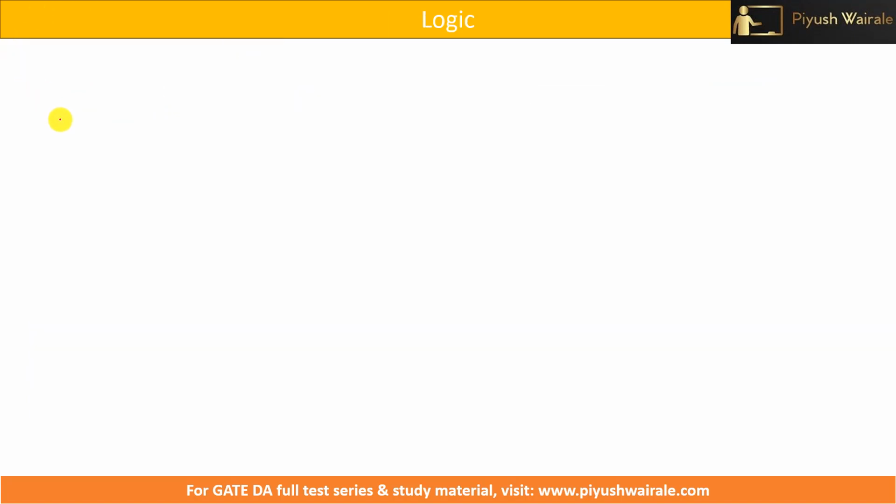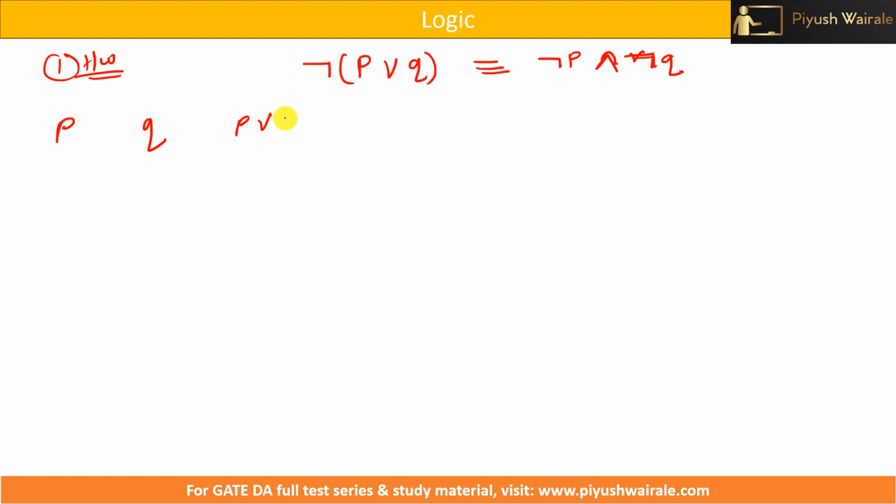So there is one homework for you. Suppose I have negation of (P or Q), and I am saying it is equivalent to negation of P and negation of Q. Try to prove this. First take P, then Q, then P or Q, then negation of (P or Q). Then consider negation of P, then negation of Q, and then negation of P and negation of Q. So these seven columns you have to consider for this particular combination.